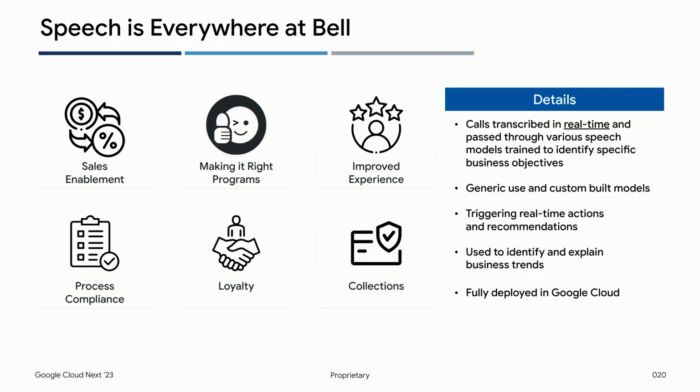Some of the key areas that you'll see here. The top three are probably the main three that we focus on: that sales enablement area, a making it right program, so trying to intervene in conversations and interactions that just felt like they went sideways that we want to immediately try to correct. And then just general improvement of the customer experience. So with all this coaching and all these tools, how do we make that experience better? And we found enormous gains through these speech-to-text applications.